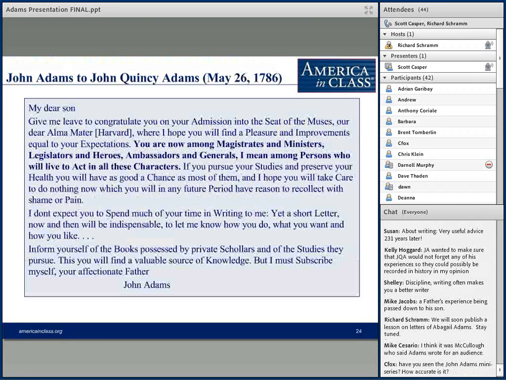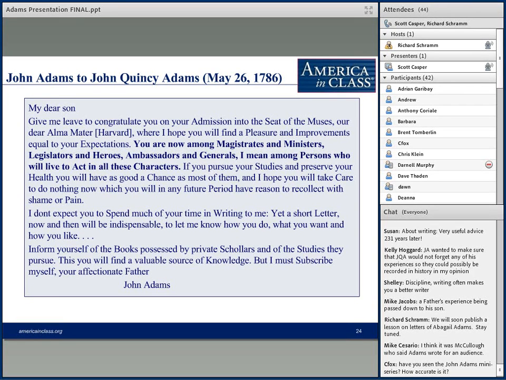Let's move several years forward to 1786. John Quincy is now 18 years old. So he's now pretty much close to adulthood. Richard, do you want to read this to us and we'll talk about where John Quincy is in his education at this point?